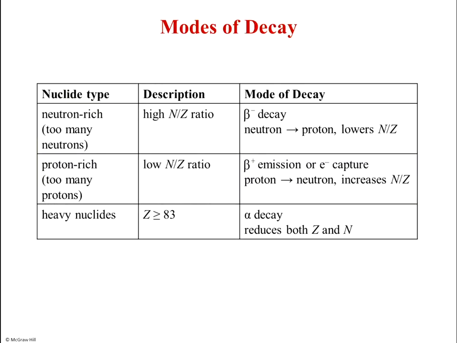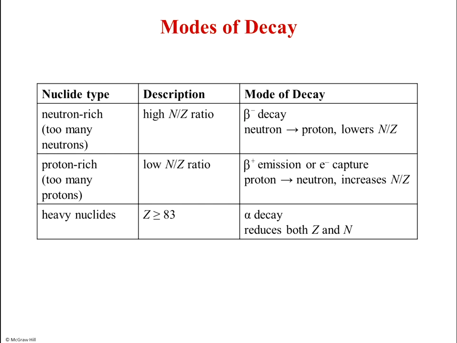So let's look at the nuclides that decay, and these are the common modes of decay. We find that nuclides that are neutron rich, that is, they have too many neutrons, are way above that stability line in the graph that we looked at earlier. They have a high neutron to Z ratio. These typically decay by beta decay. So a neutron will convert to a proton, which lowers the N over Z and pulls it back into a stable region.